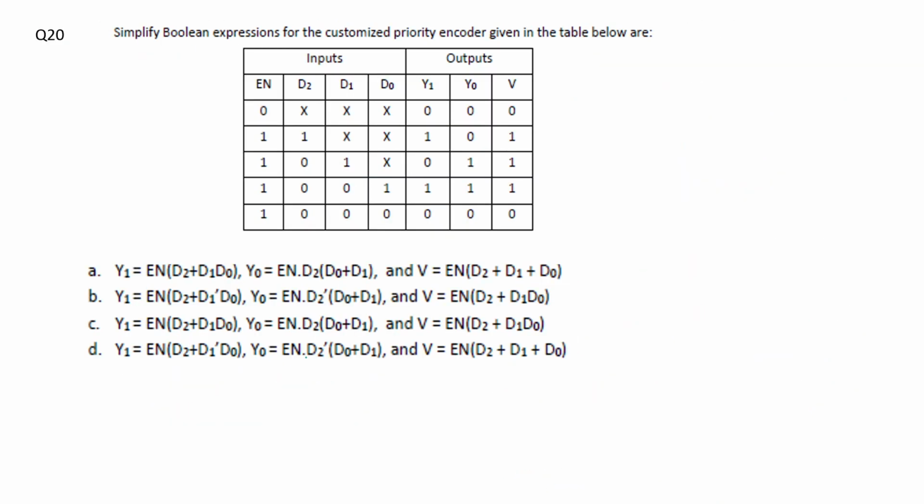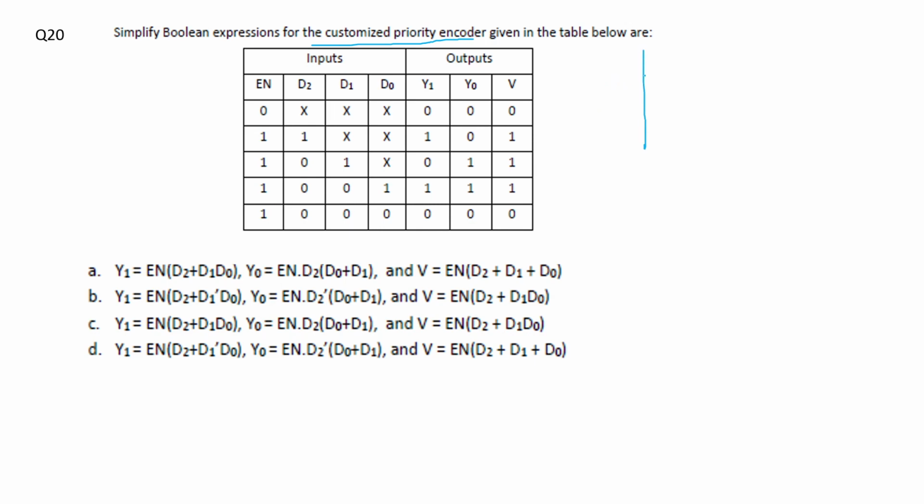Now coming to the last question of today's lecture. So simplify the Boolean functions for the customized priority encoder given in the table below. So we need to find the inputs and outputs, and we need to find the minimized expression for the outputs. So our outputs are y1, y0 and v. So we can just write it here.